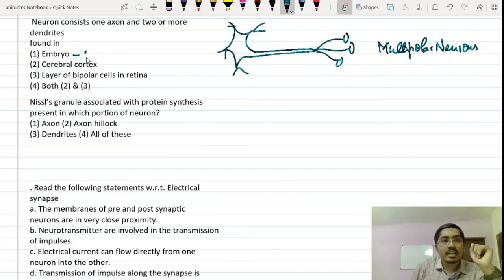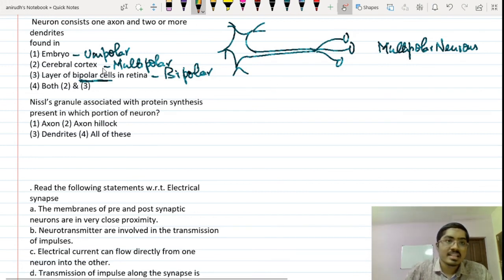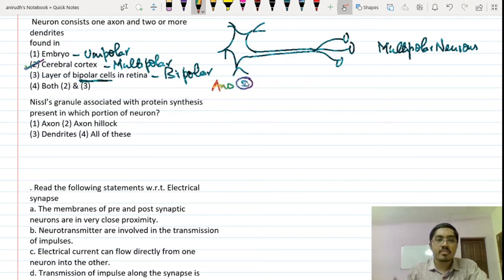In the embryo, you will get unipolar neurons. In the cerebral cortex, that means your brain, you will have multipolar neurons. In the layer of bipolar cells in the retina, these are bipolar neurons. Rods and cones, those are bipolar cells. Now, tell me which is the answer. It is a very simple question. You know that option 2 is the correct answer. A direct, straightforward NCERT derived question.